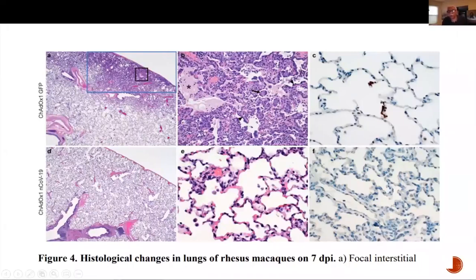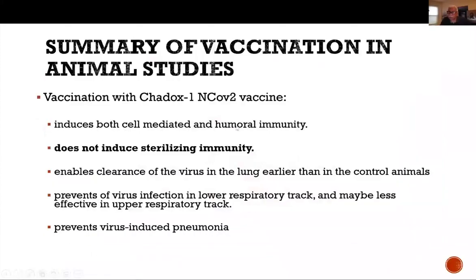So what is the summary of the vaccination so far? The vaccinated monkeys induce both cell-mediated and humoral immunity. It does not induce sterilizing immunity, because the vaccinated monkeys do get infected with the virus. But the vaccinated monkeys are able to clear the virus a little faster than the control monkeys. It prevents lower respiratory tract infection, but may be less effective in the upper respiratory tract. And then it prevents pneumonia.